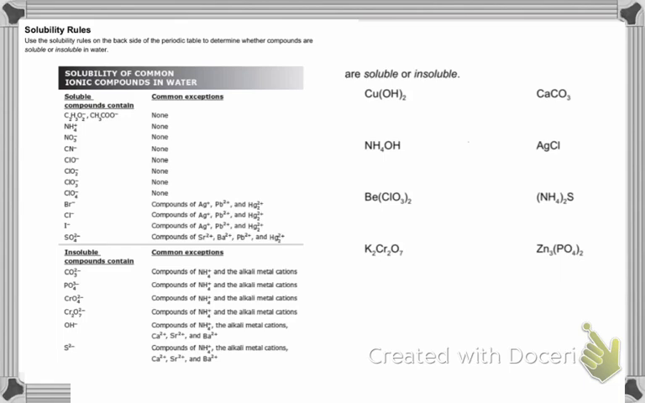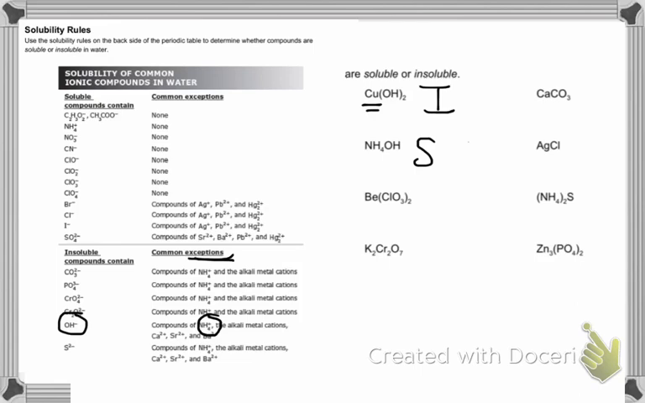So we're looking at copper 2 hydroxide now. Hydroxide looks like it is insoluble unless it's bound to any of these. Copper is not one of them, so it's going to stay insoluble. Also ammonium hydroxide. Look, ammonium is right here, so that is an exception. Hydroxide normally would be insoluble, but because it's now bound to the ammonium, it is now soluble.